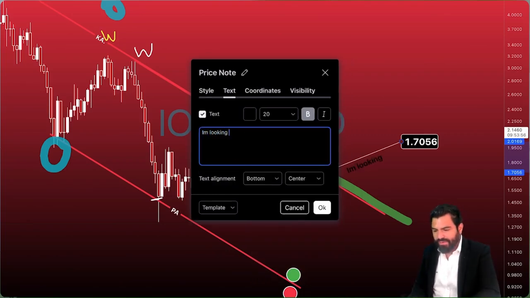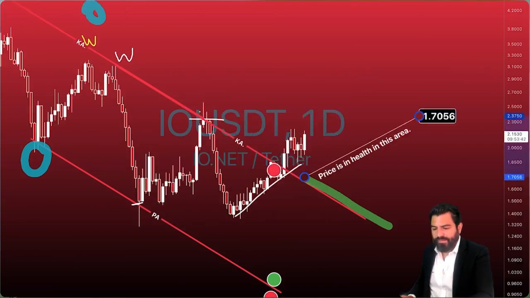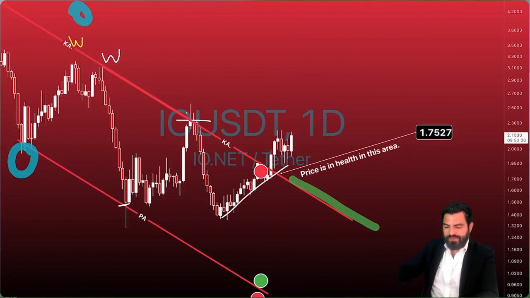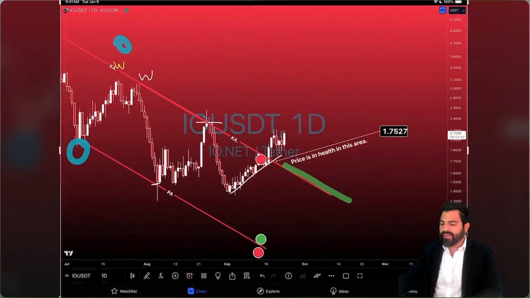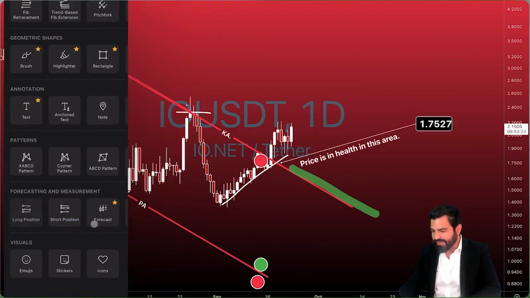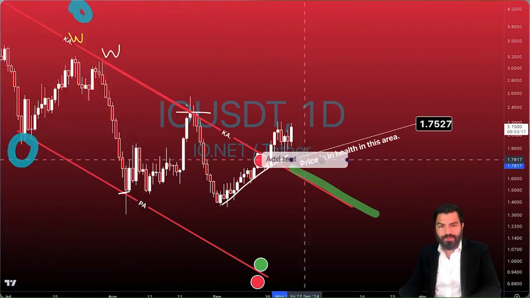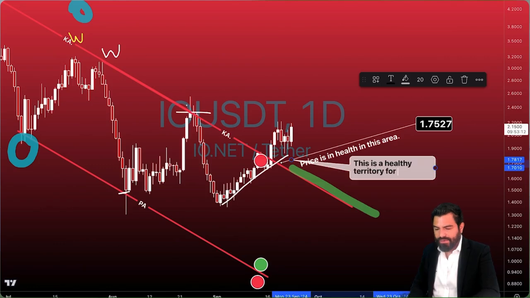I can say price is in health in this area, and I can make that text white. Okay? Price is in health in this area at the breakout. There it is, after the breakout and above this area. That's one of the things you can do. Okay, price label. You can do callout. Callout is found in annotation under your tools. Callout. And then just put something. This is a healthy territory for price.